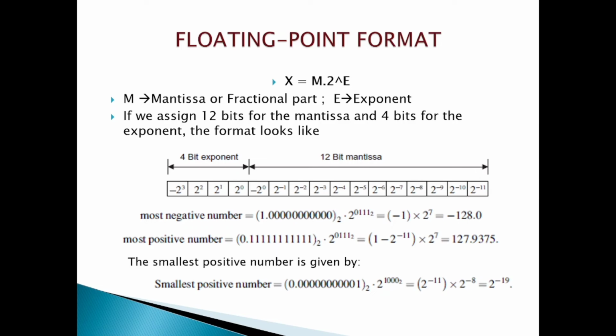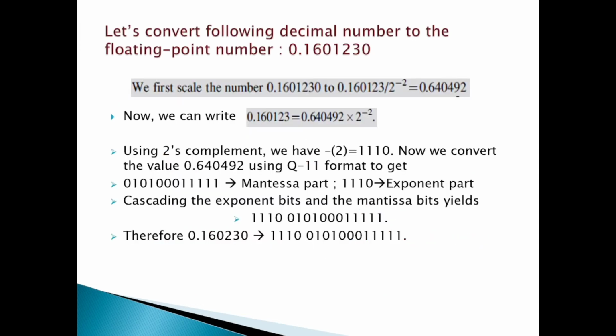Here we can see the most negative number as minus 128, most positive number is given as 127.9375 and the smallest positive number is given by 2 power minus 19. Let us take an example to convert 0.160123 to the floating point number. Let us try to write this number in m into 2 power e format.